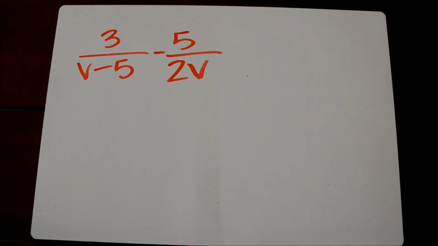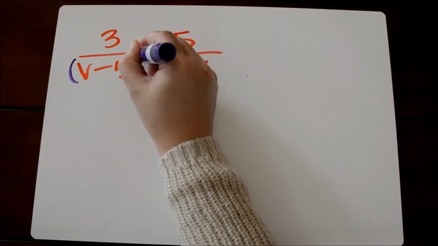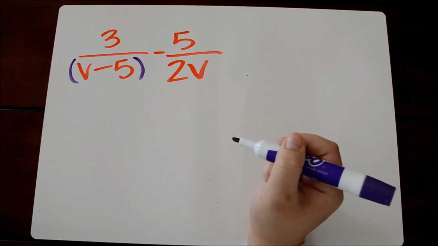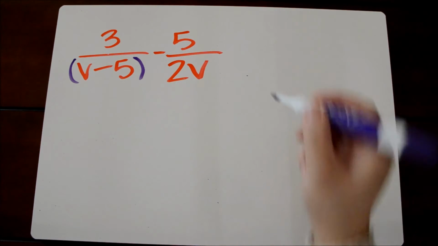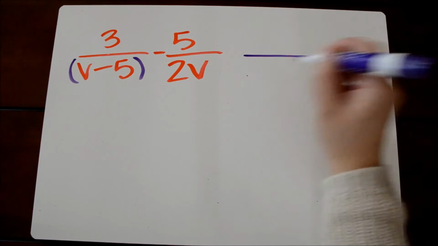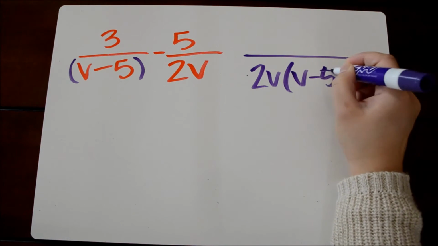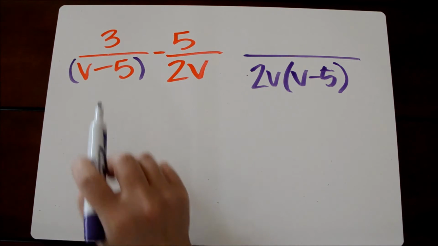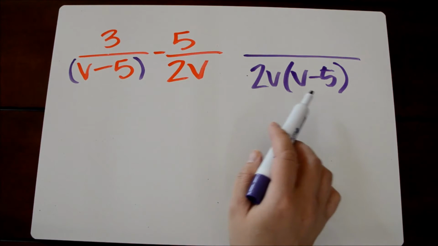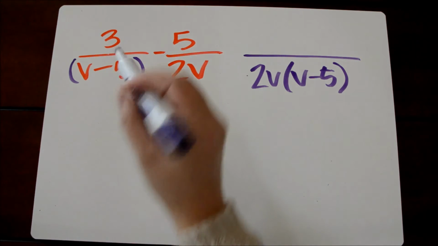Let's apply that to a rational expression. Here, when we're looking at our denominators, v minus 5 is a quantity together, so it does not go into 2v, and 2v does not go into v minus 5. Therefore, we're going to say the common denominator is 2v times v minus 5. To get v minus 5 to look like this denominator, we would have to multiply it by 2v. So now we're going to multiply the numerator by 2v.